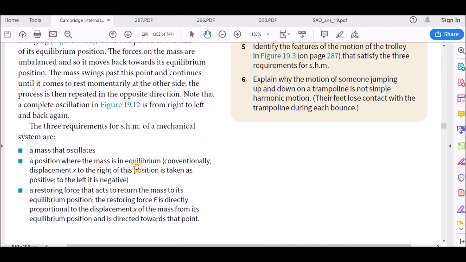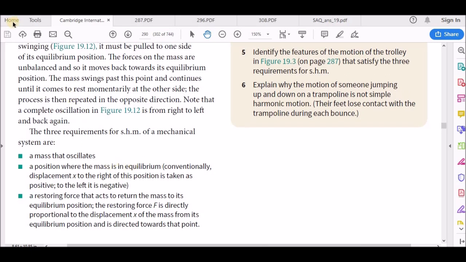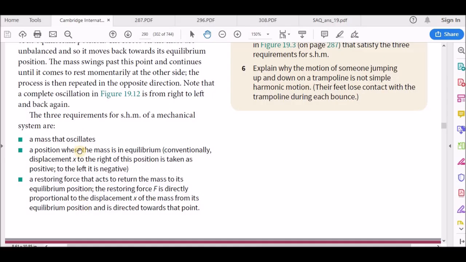Okay, so here are the requirements for simple harmonic motion. It is very important that you know these 3 points. The 3 requirements for simple harmonic motion of a mechanical system are: a mass that oscillates, a position where the mass is in equilibrium. Conventionally, displacement x to the right of this position is taken as positive, to the left is negative. I already explained this. So for simple harmonic motion there has to be a mass that is oscillating, and there has to be some position where the mass is in equilibrium, and to the right of this position we take positive displacement, to the left we take negative displacement.